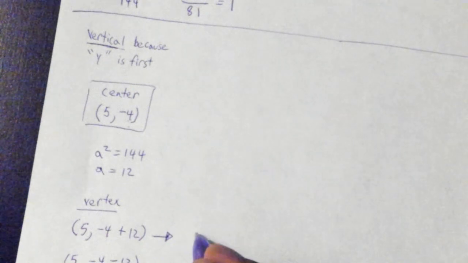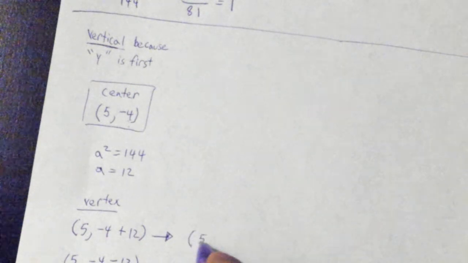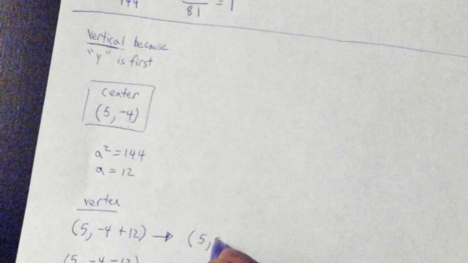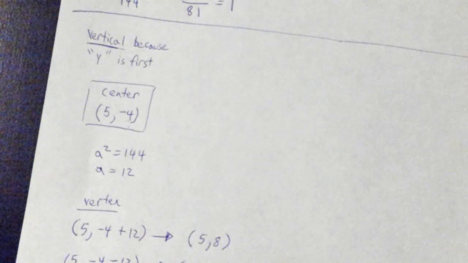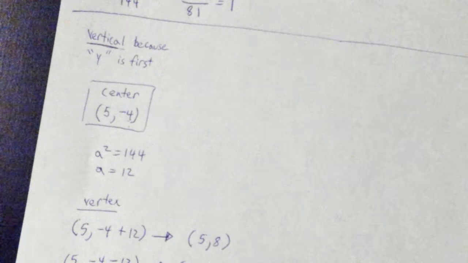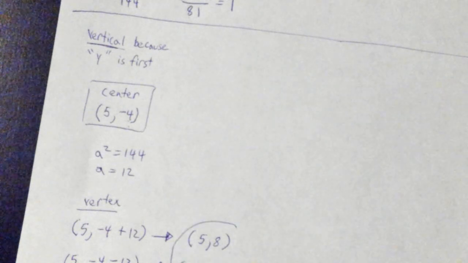And we're going to do the same thing here. So we have 5 and -4 plus 12, and then 5 and then -4 minus 12. So that's going to give us 2 points, 5, 8, and also 5, -16.